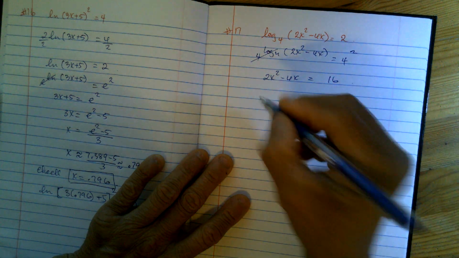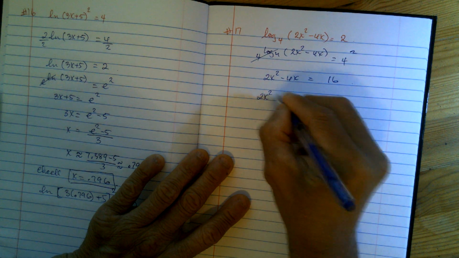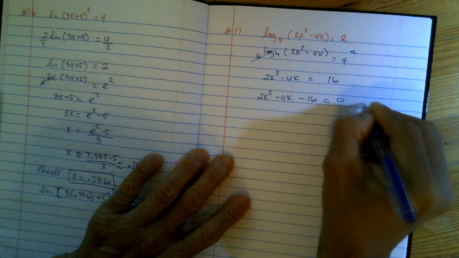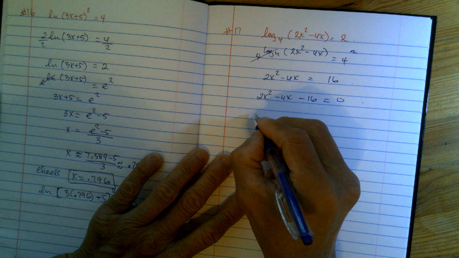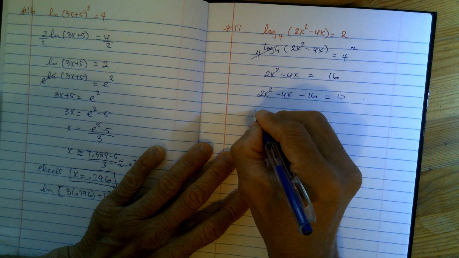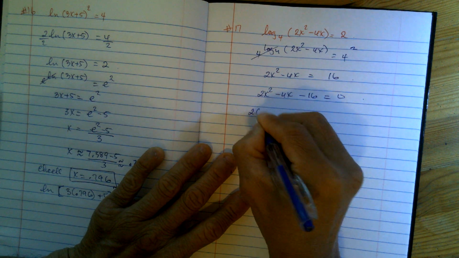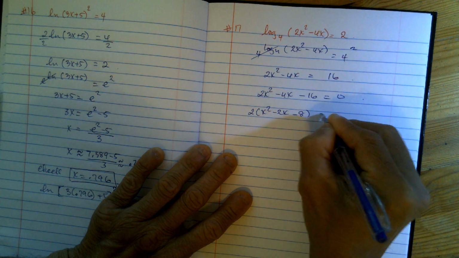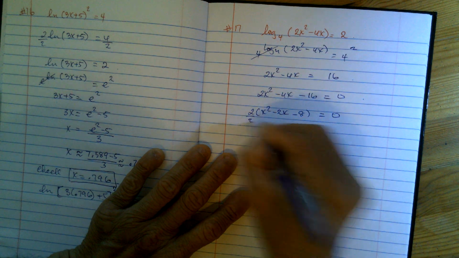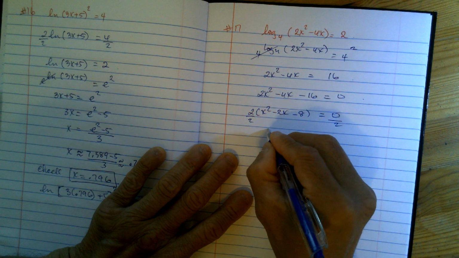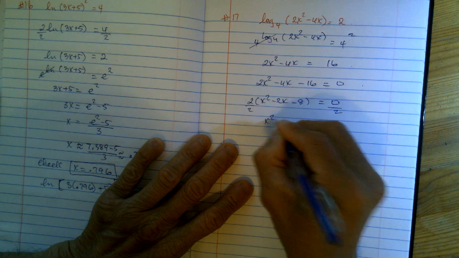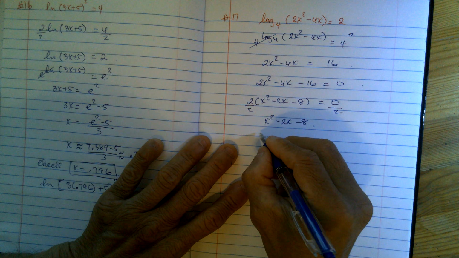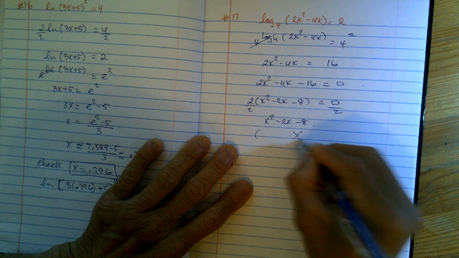And then we move the 16 over, we get 2x squared minus 4x minus 16 equals 0. Now we're going to factor out the 2, to make our problem easy to solve. So that becomes x squared minus 2x minus 8 equals 0, dividing by 2 on both sides. And we end up with x squared minus 2x minus 8. Now we're going to factor this out.